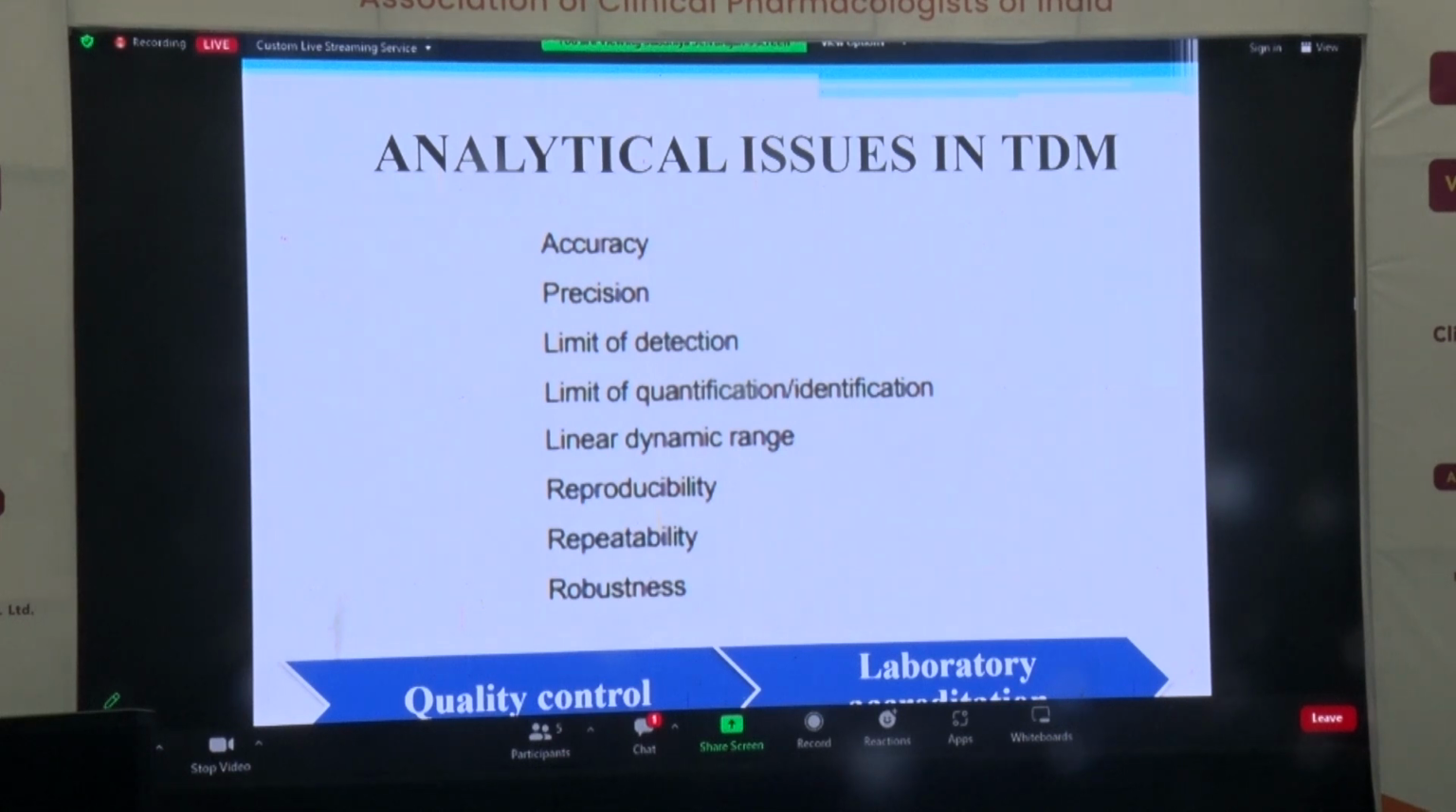Though most of our labs don't go for laboratory accreditation, it's always better to have accreditation, though it's an ideal requirement. Having a laboratory accreditation is always good to ensure that whatever results we are giving are accurate and dependable.